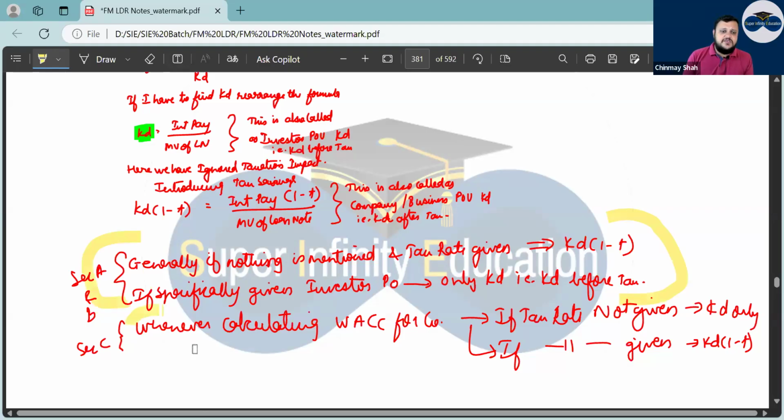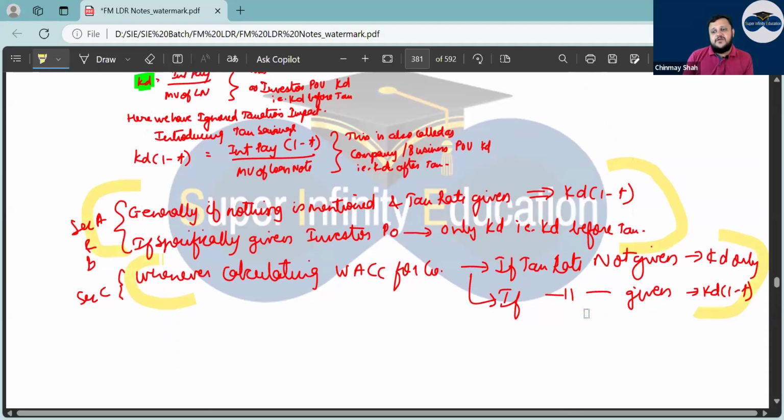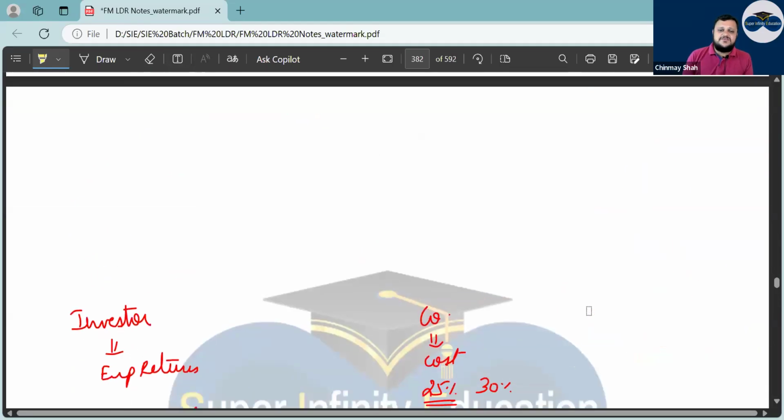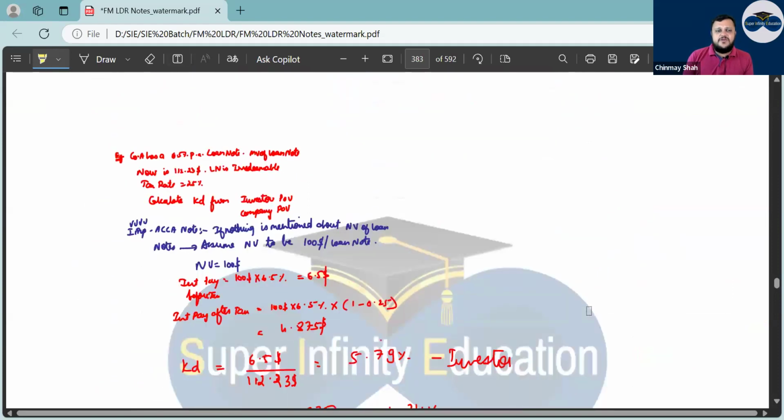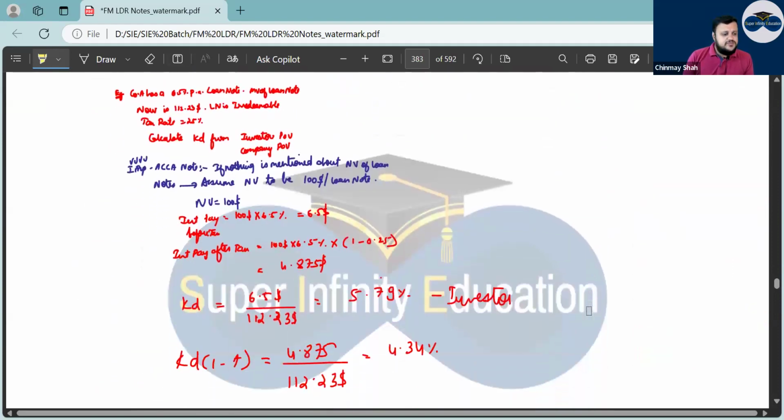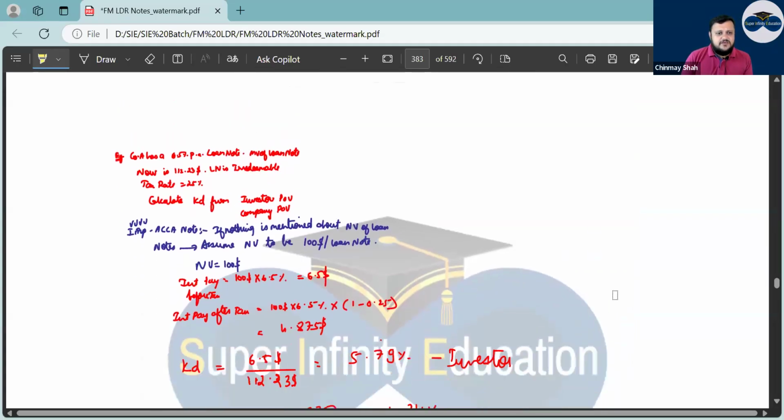But for Section C, whenever calculating WACC for a company, if the tax rate is not given, then Kd. But if a tax rate is given, I don't have to tell you, you have to apply it. Generally, a Section C question is for companies. So what is the calculation of WACC? In that case, what you have to do is Kd(1 minus tax). Correct.